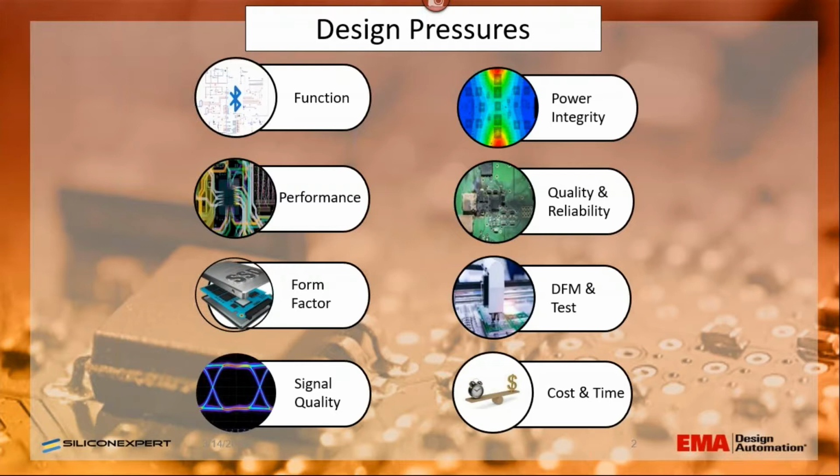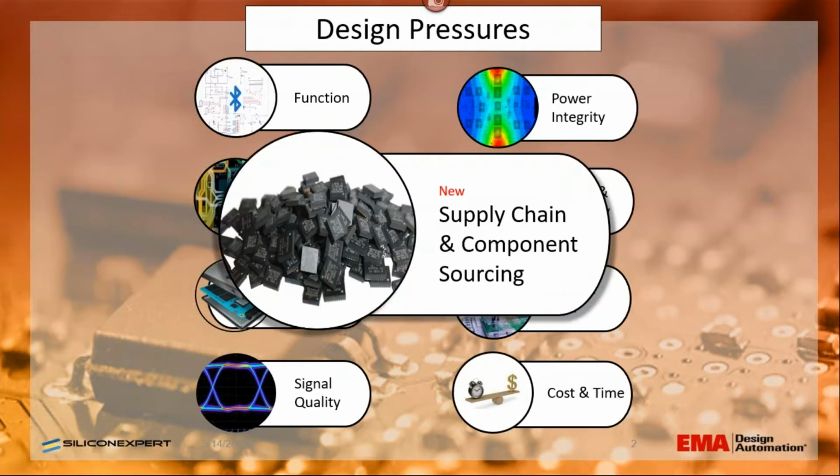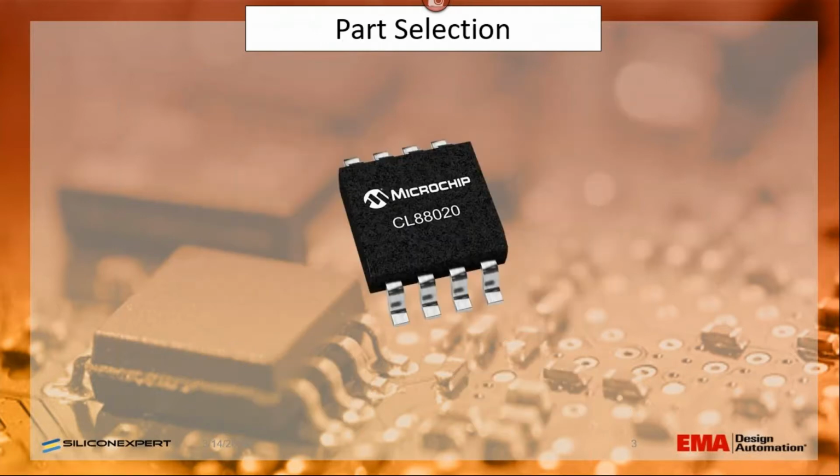But there's something else that has really been cropping up, and it looks like from the polls, about 33% of folks out there had some issues with the supply chain, component sourcing, life cycle, obsolescence, and so forth and so on. So, with being pulled in your regular nine directions, here's another one that we have to start thinking about now as well. And, how do we go about selecting our parts?